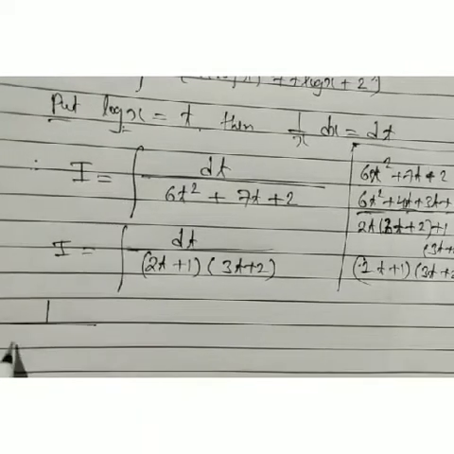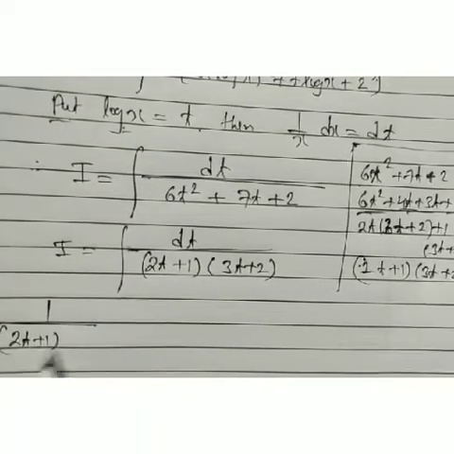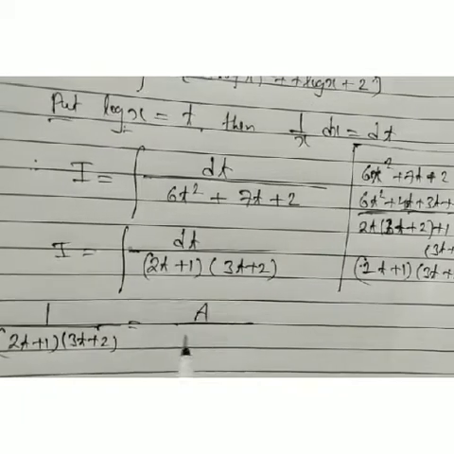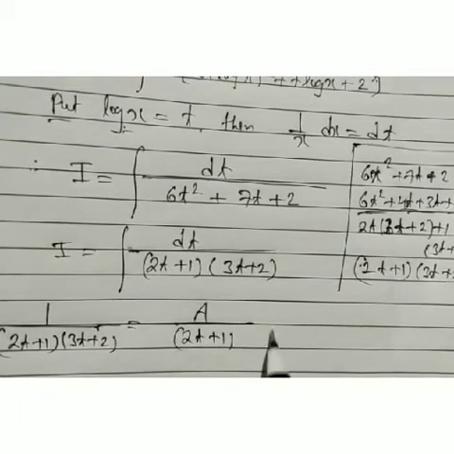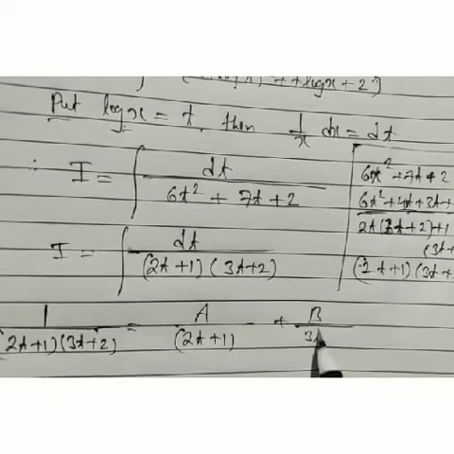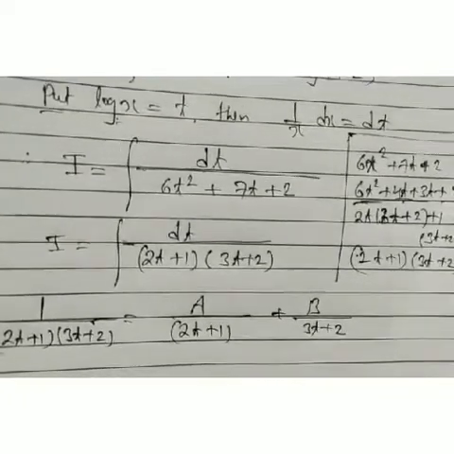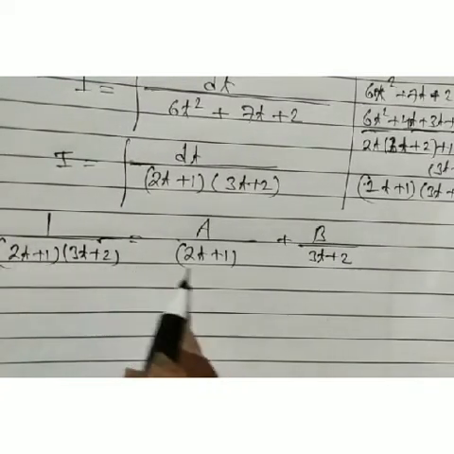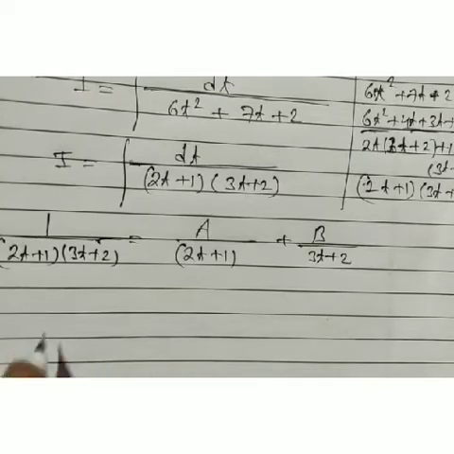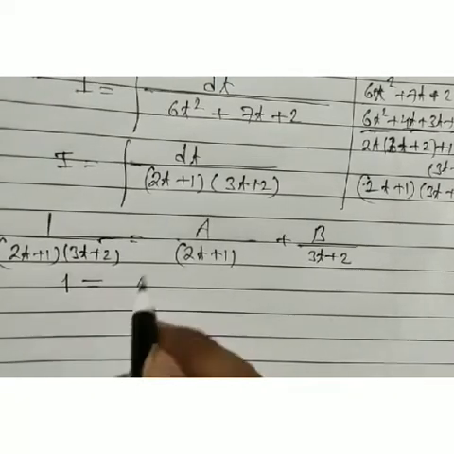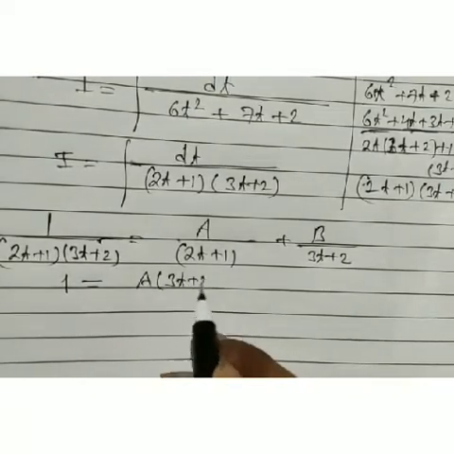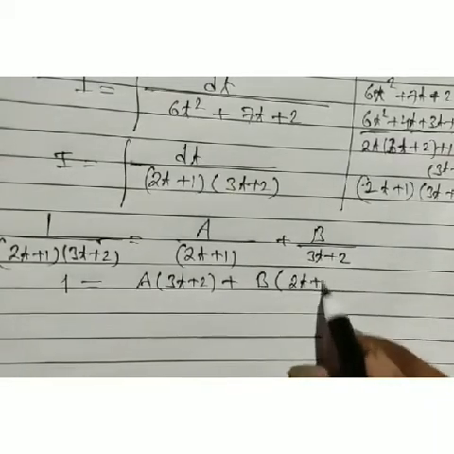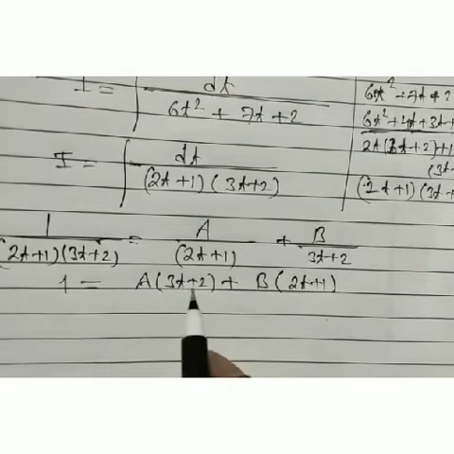We have 1 upon (2t plus 1)(3t plus 2) equal to a upon 2t plus 1 plus b upon 3t plus 2. Then we multiply both sides by (2t plus 1)(3t plus 2). Here we have 1 equal to a(3t plus 2) plus b(2t plus 1). Then we find the values of a and b.